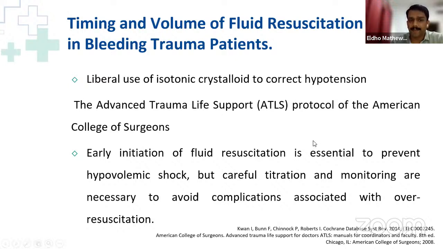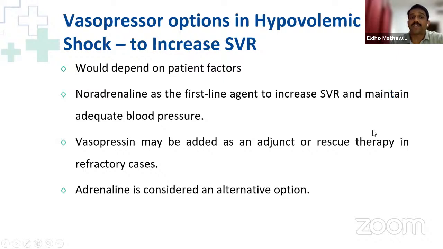there is no clear-cut recommendation in the Cochrane review also. There is no clear-cut evidence. In the ATLS protocol, they suggest the liberal use of isotonic crystalloid to correct hypotension. The early initiation of fluid resuscitation is essential to prevent hypovolemic shock, but we should be careful about titration and monitoring to avoid the complications associated with fluid resuscitation. And the vasopressors depend upon the patient factors.